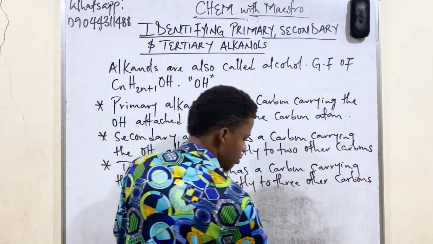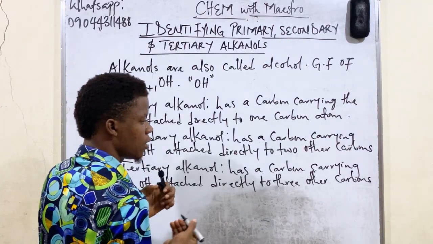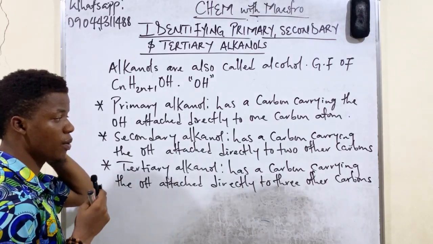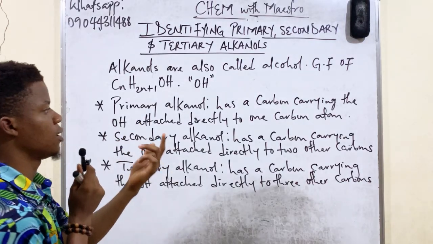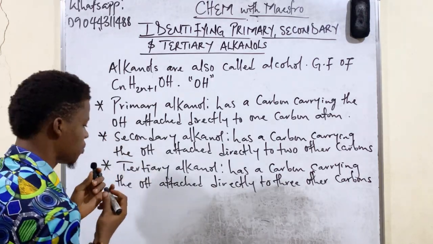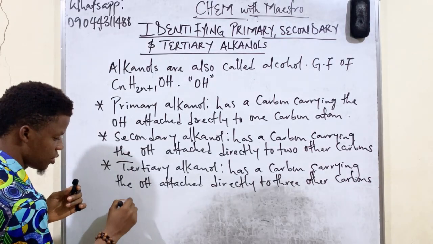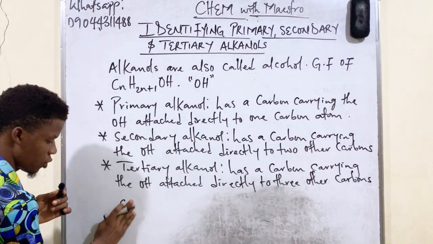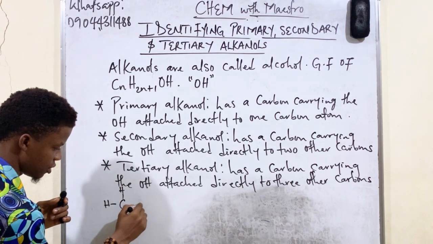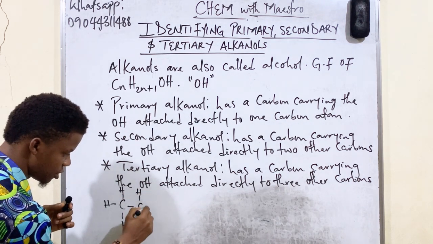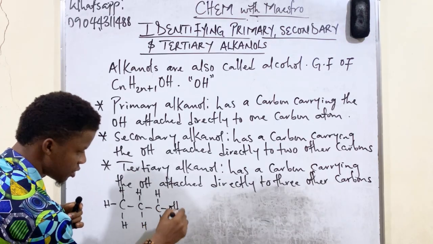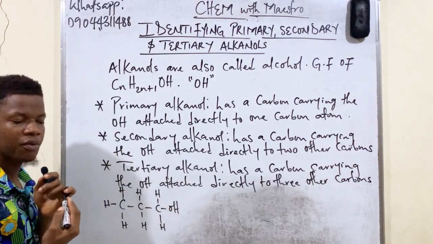All right, so I believe this is clear. Now, having observed this, what it means therefore is that when we are talking about a primary alkanol, the carbon that is carrying the OH is attached directly to just one carbon. Now take for example, I give you something like this, CH3. To give you the structure, you have hydrogen, C hydrogen, and then you have C hydrogen, and OH. Now this guy is a primary alkanol.